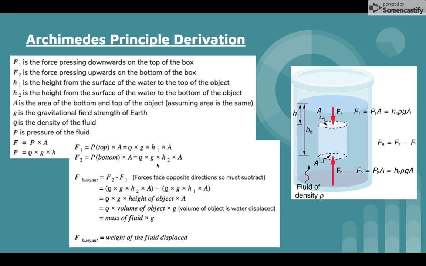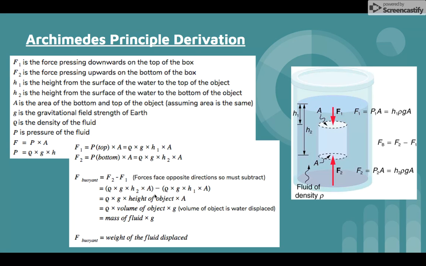Before we go further, we have to understand that since F2 acts upward and F1 acts downward, the net buoyant force acting on the object must be equal to F2 minus F1. And since we know that this expression is equal to F1 and this expression is equal to F2, we can say that the net buoyant force is equal to this expression minus this expression. This means that the net buoyant force is equal to this entire expression, making this part of our solution true.